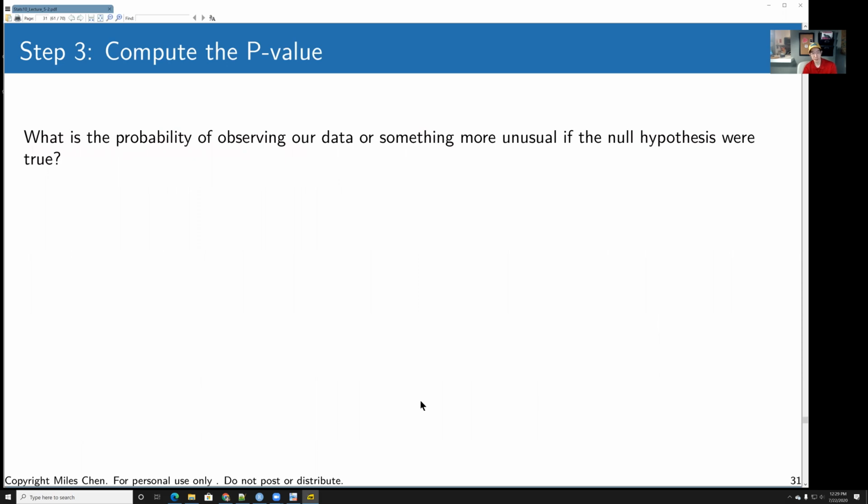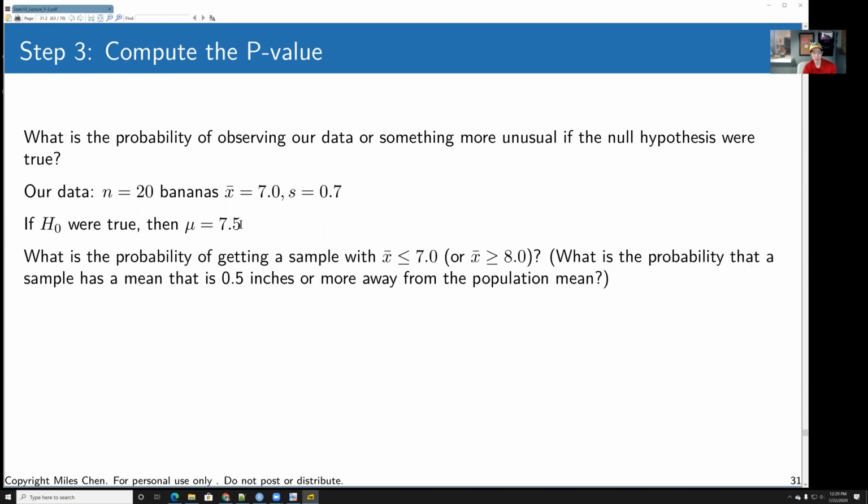All right, so the p-value would be the probability of observing our data or something more unusual if the null hypothesis were true. Our data is 20 bananas, X bar is 7.0 and S is 0.7. If the null hypothesis were true, mu is 7.5, and we would expect samples where the mean is something around 7.5, okay? So what's the probability of getting a sample where X bar is 7.0 or less, or 8.0 or higher? Or, what's the probability that the sample has a mean that is 0.5 inches or more away from the population mean?